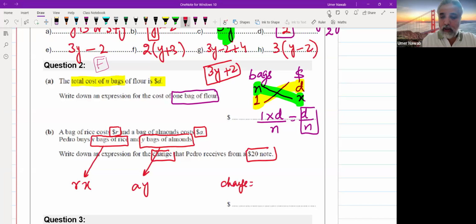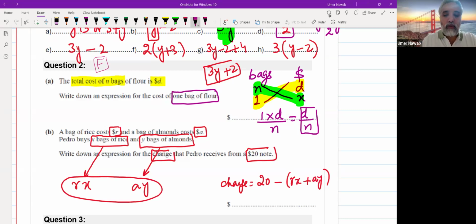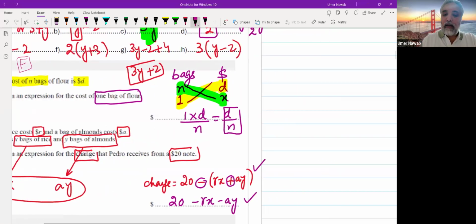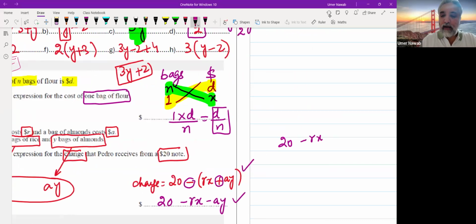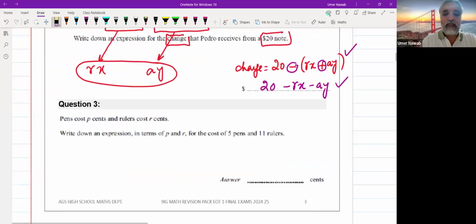So change will be the total amount, $20 minus, I need to put the brackets on, and I have to add these two values. So RX plus AY. I know many of the students don't want to write the brackets, but guys, if you don't want to write the brackets, then this minus will change this sign. So I'm going to write minus RX minus AY, but these two statements are fine. If a student in the exam writes 20 minus RX plus AY, that is wrong, because this says that you are just subtracting RX from 20 and AY is added. Technically, that's wrong. So don't go with this.